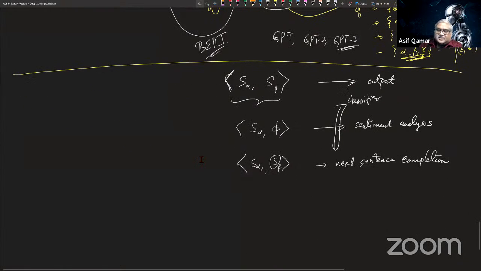Or you could ask this question: suppose I have S alpha and I give you a choice, A, P, Q, R, S, many sentences, but only one of them follows from this.